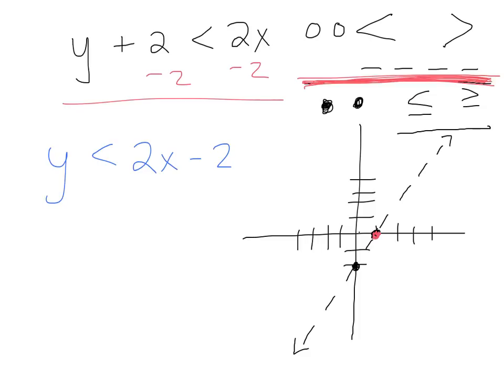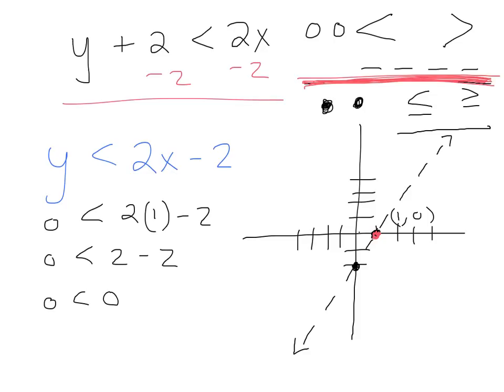If you put the point 1, 0 into your inequality statement, you'll have 0 less than 2 times 1, minus 2. 0 less than 2 minus 2. Is 0 less than 0? No, it's not. So the point 1, 0 is not a solution for this inequality.